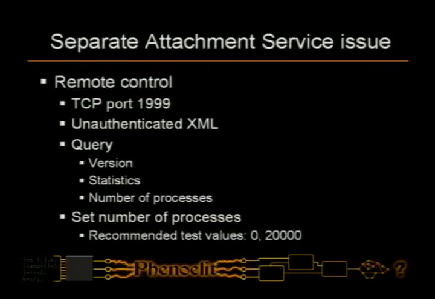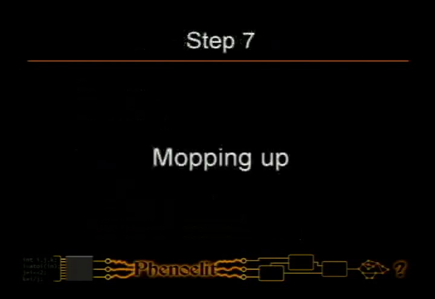If you have the attachment server running separated, you have a control channel that's unauthenticated XML over port 1999, which is just used for querying the attachment service and its performance values. But you can also set the amount of processes that actually parse attachments. And someone forgot to put in limits there, so you can set it to 0, which of course makes it a happy, boring, not working attachment service. Or you can try how many processes this Windows machine can support at the same time. Mine made it up to 7,000 and then crashed.